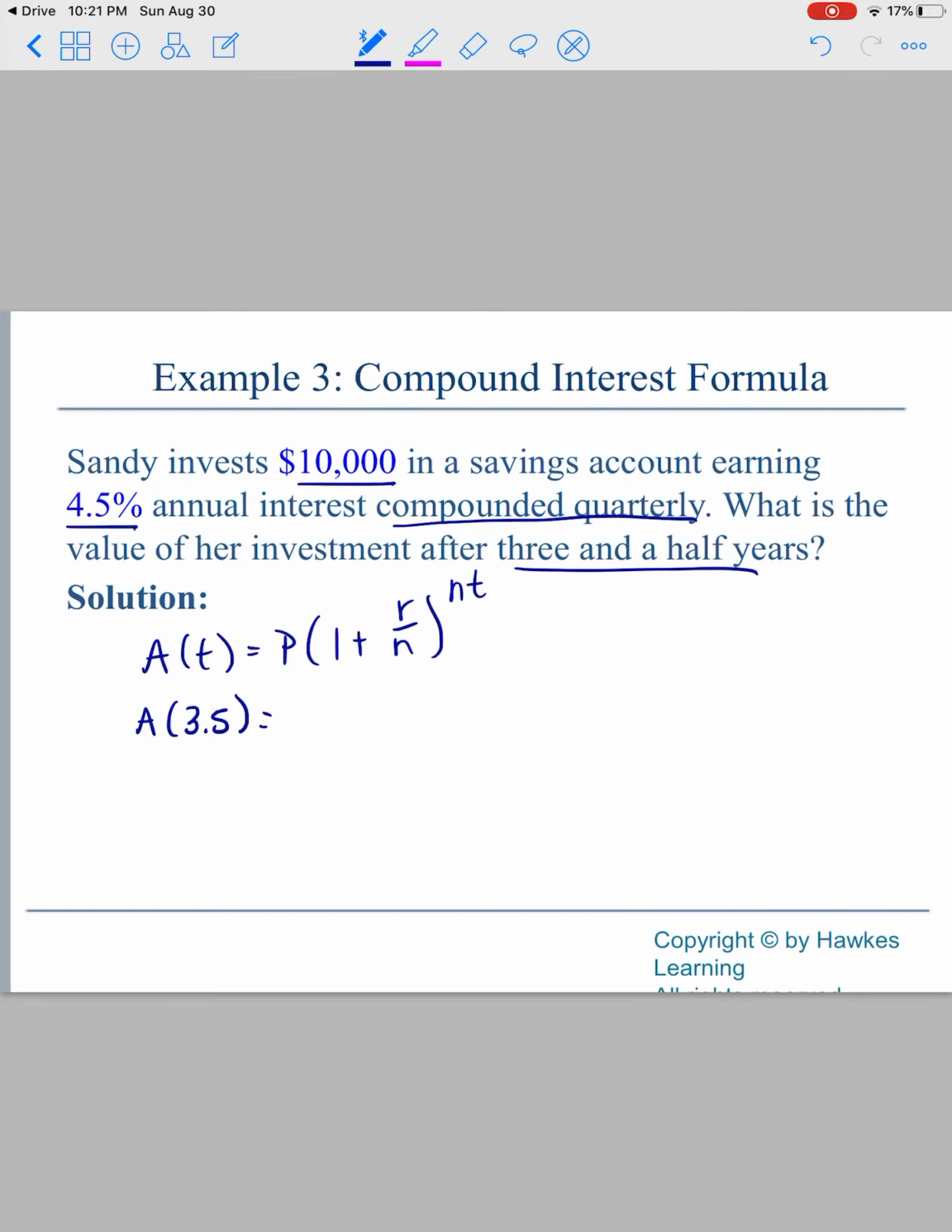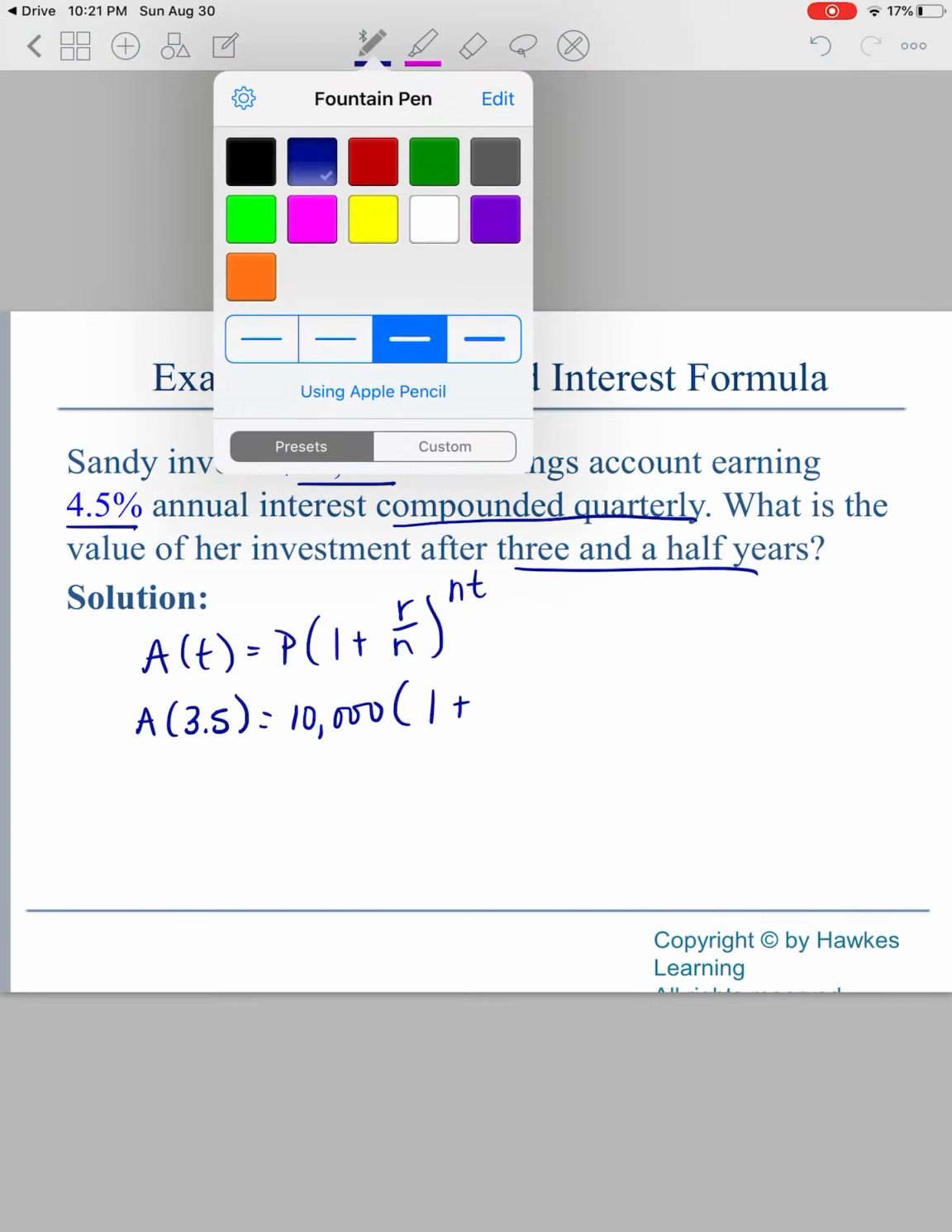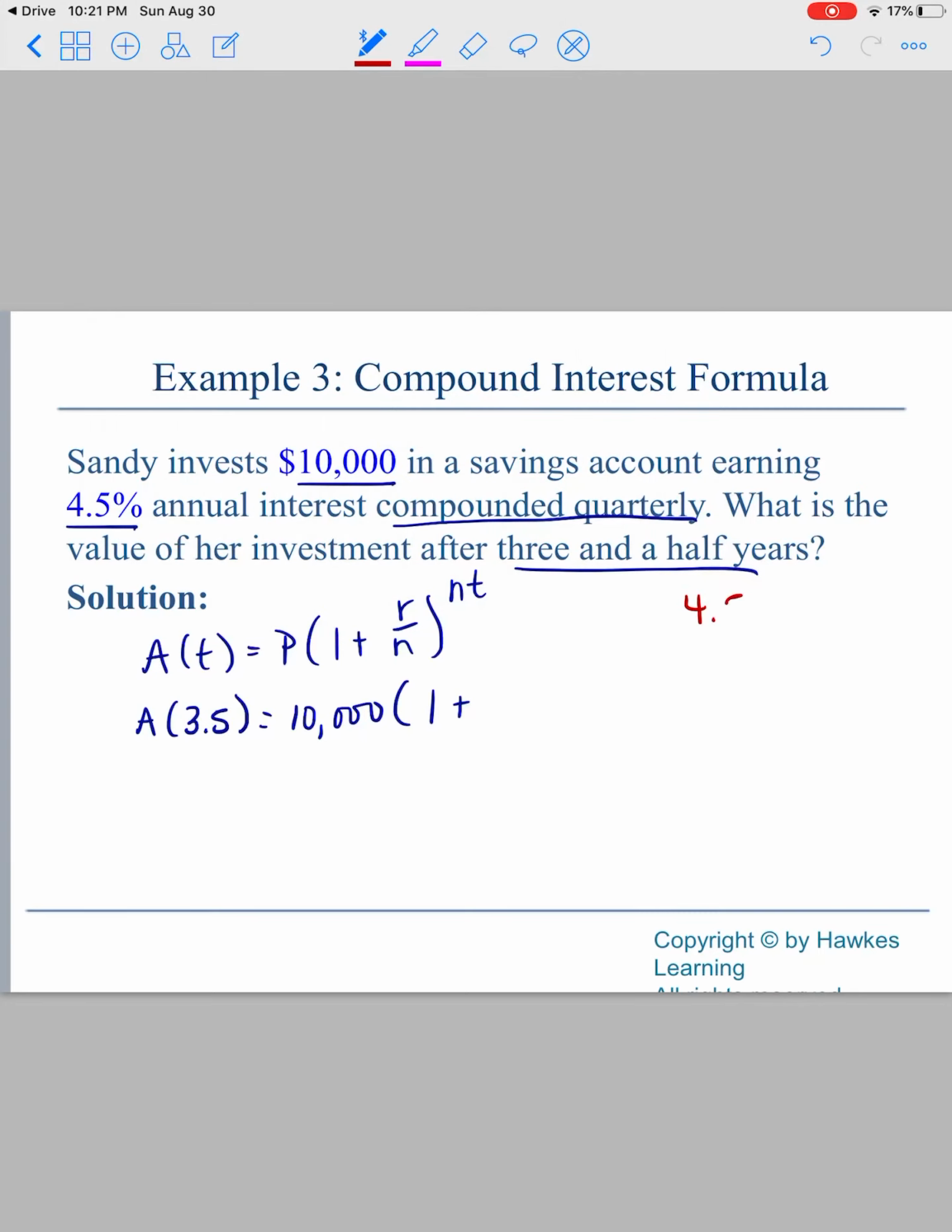P is my principal, either how much I put into my account or how much money I take away from the bank. She invests $10,000, so that's going to be my principal, times 1 plus my rate, which is 4.5%. Now I can't put that percent in. I have to change it to a decimal. To do that, I move my decimal two places to the left. So it's actually 0.045.